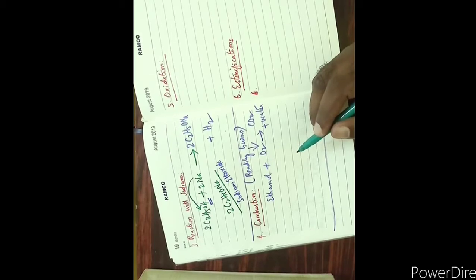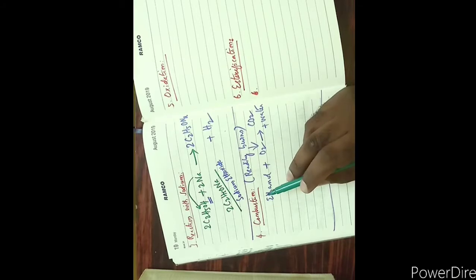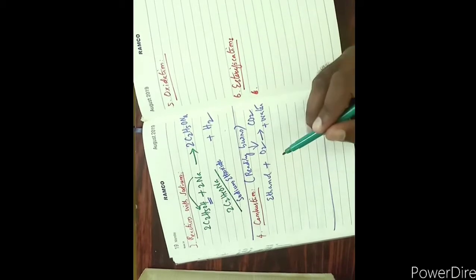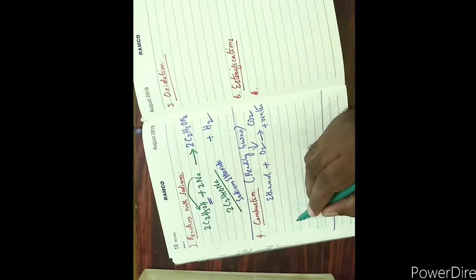C2H5OH or one more, CH3COOH. Sorry, C2H5OH or CH3CH2OH. Now we are seeing here combustion. Combustion meaning it readily combines with oxygen and starts burning. Let me write the chemical equation here.